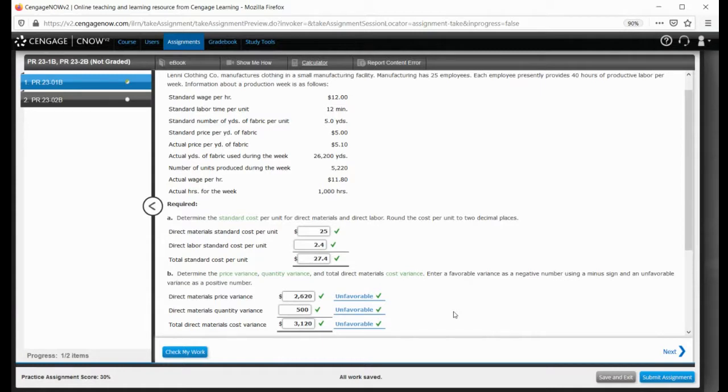Anyway, the variances are used by management to help them determine what happened between what they had budgeted and what the actual amount is. The total direct materials cost variance was 3,120. That was unfavorable. That doesn't give us a whole lot of information by itself. That's why we break them down into direct materials price variances and direct materials quantity variances. It will help management to zero in on what happened during that time period and will help them to direct their operations in the future.